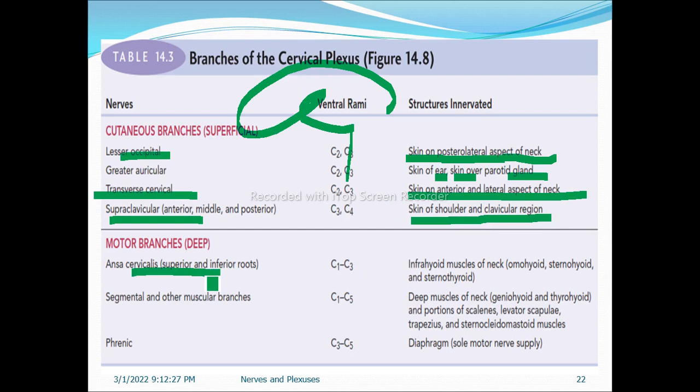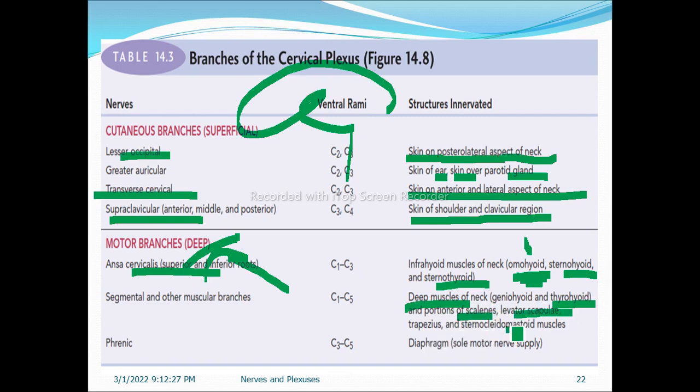And ansa cervicalis has two roots, superior and inferior root. Superior root is made up of C1 and inferior root is made up of C2 and C3. They supply infrahyoid muscles like the superior belly of omohyoid, inferior belly of omohyoid, sternohyoid and sternothyroid muscle. But geniohyoid and thyrohyoid muscles are supplied by C1, which is carried by the hypoglossal nerve. And some portions of scalene, levator scapulae, trapezius and sternocleidomastoid muscles are innervated by segmental branches.